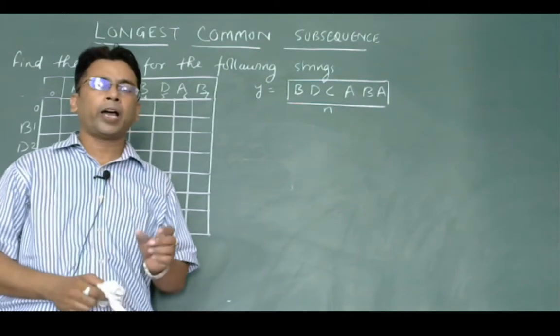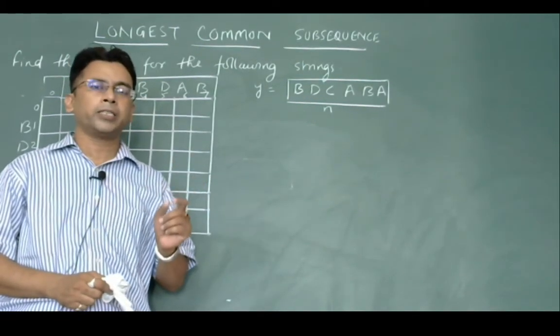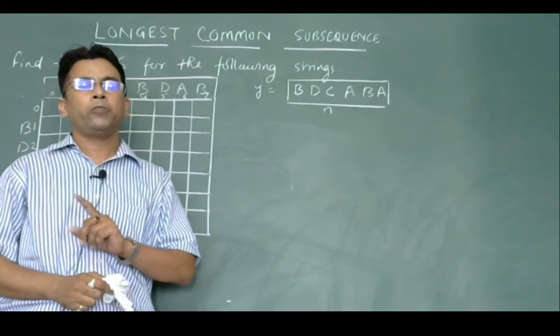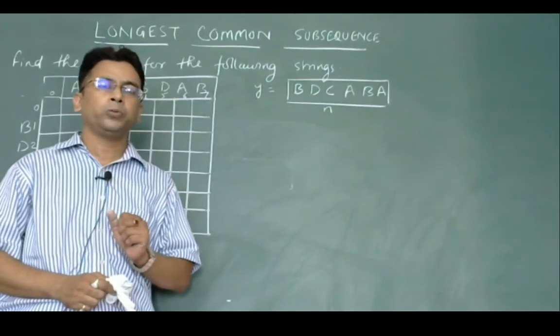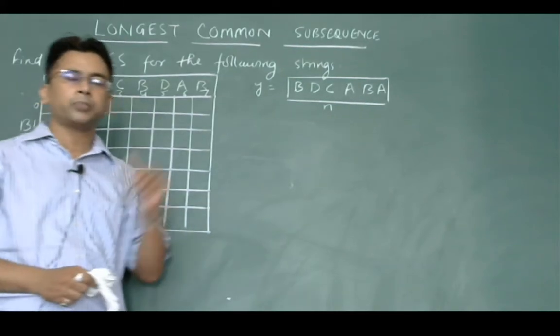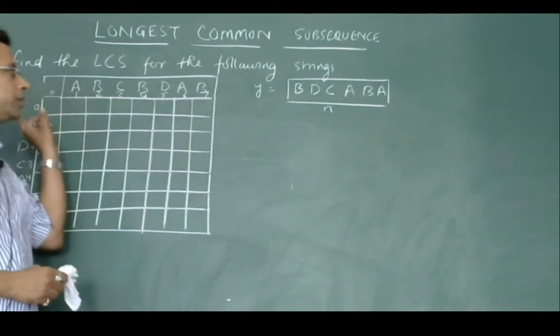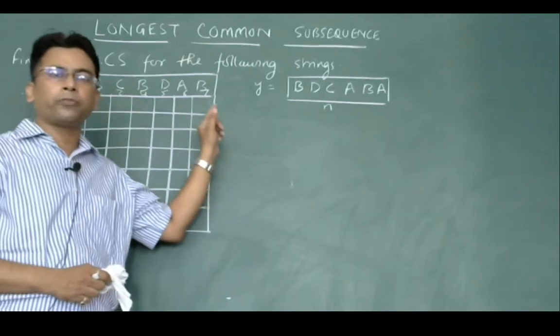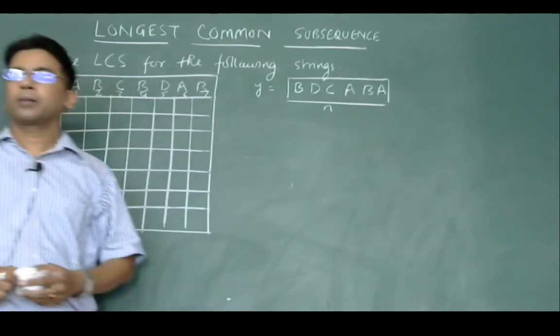in the algorithm, I have told you that for I equal to 1 to m, we place C[I, 0] equal to 0. So we are referring to index 0. So we start this matrix with indexing from 0 up to the length of the matrix.